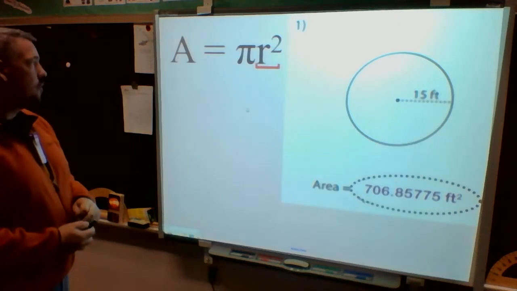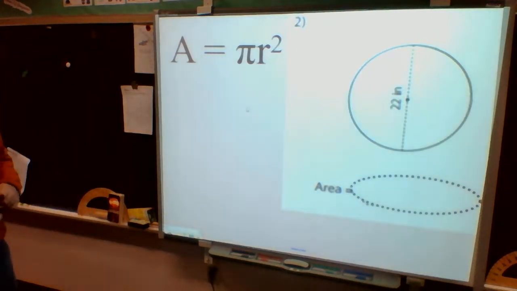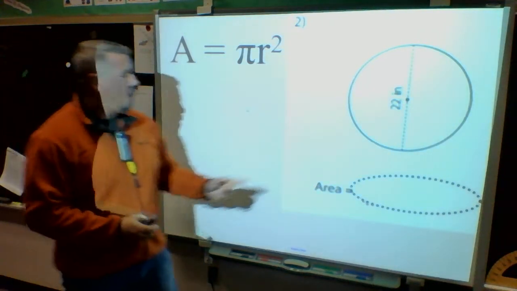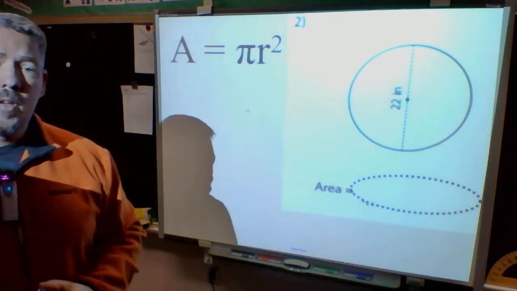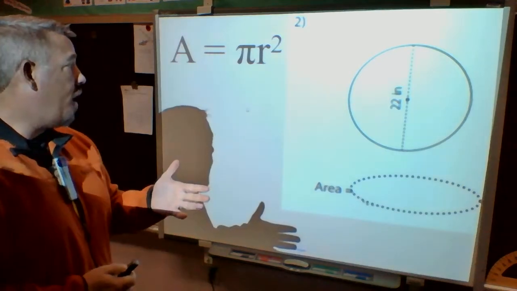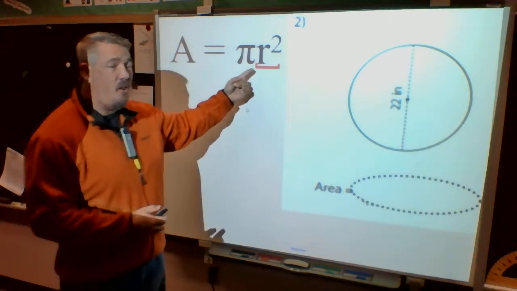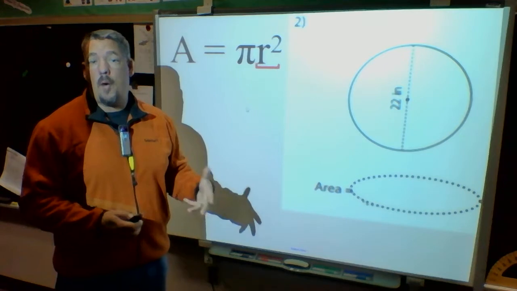So in question 2, we're given a circle, and we're told that the diameter is 22 inches. So what do I have to do first? So hopefully you said in your head that in order to do my r squared, then I have to find out what my radius is.